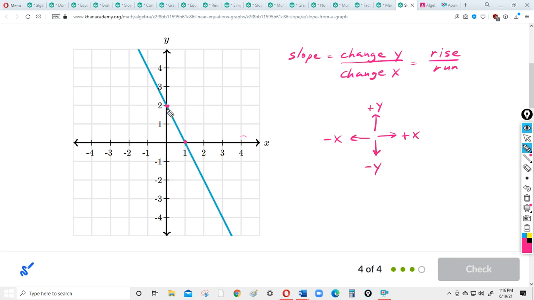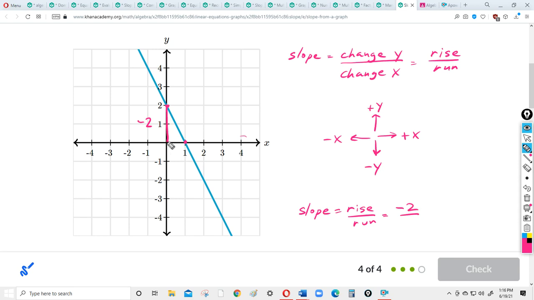Okay, so starting at this point, I'm going to go down 1, 2 units. Since I went down, that's going to be -2. So remember the slope is rise over run. Since I just went down 2, for the rise it's going to be a -2.